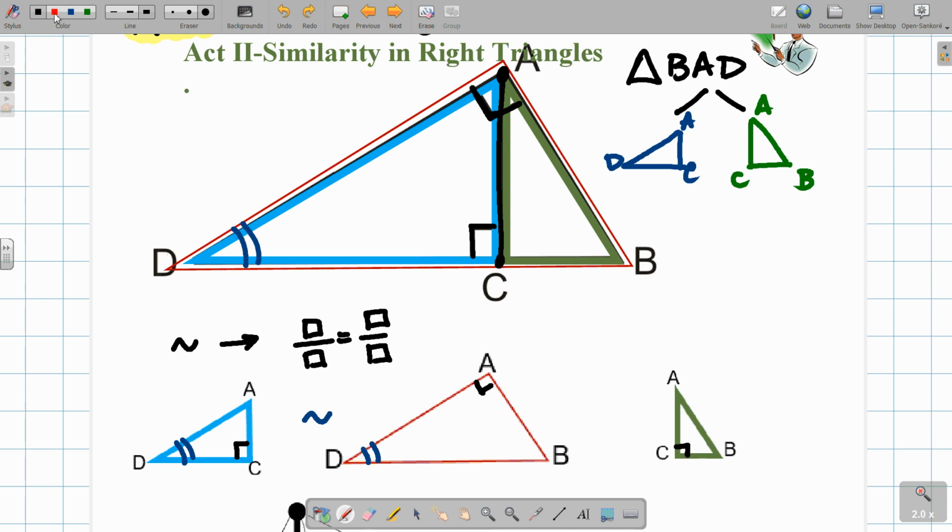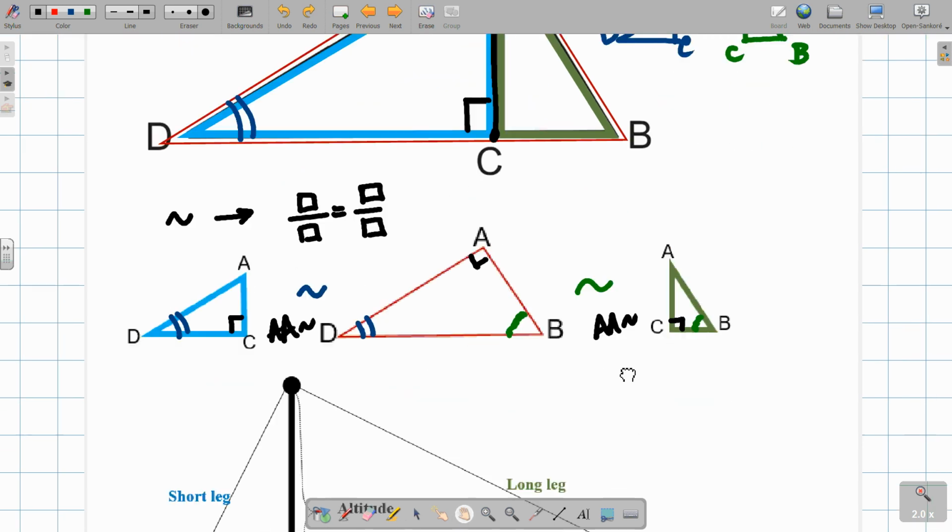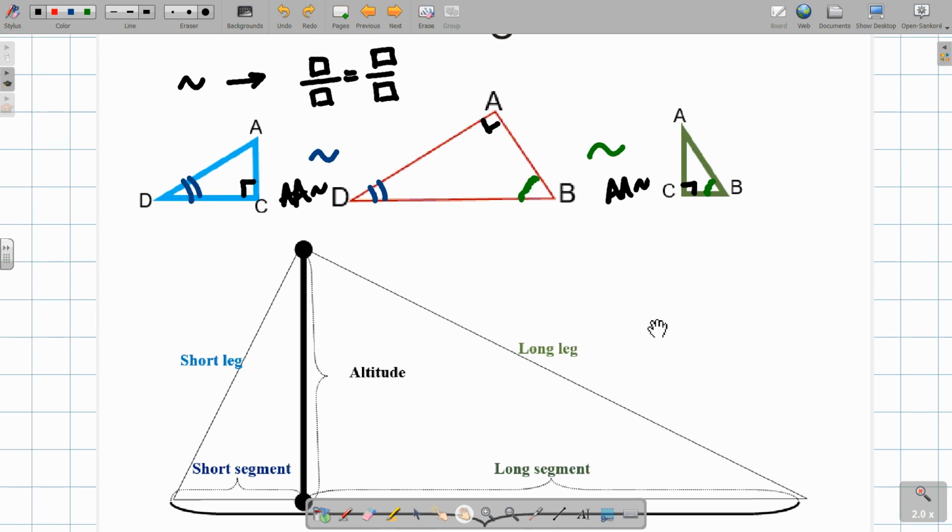Now from the red to the green, once again, they both have a right angle. And they both share this B angle, which makes the red to the green also similar. And the property for both of these is angle-angle similarity. So the original red triangle, when you draw the altitude, creates 2 triangles which are similar to the original. Now, because of this interplay of similar triangles, we have these 3 specific proportions.